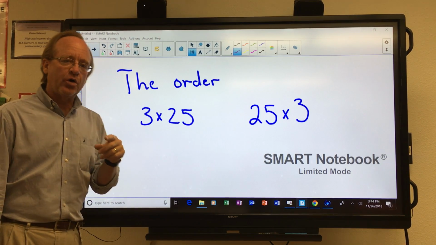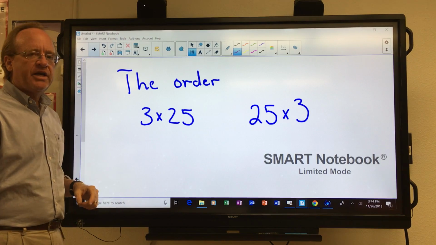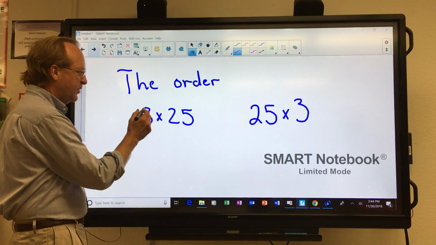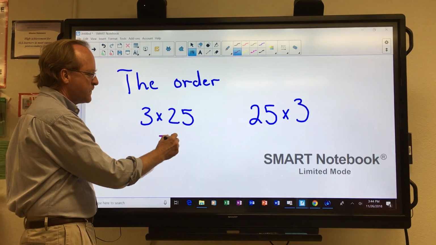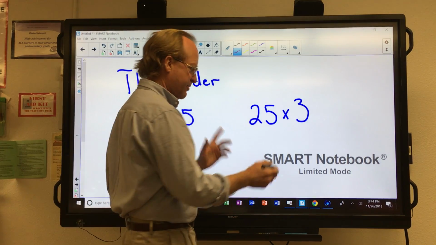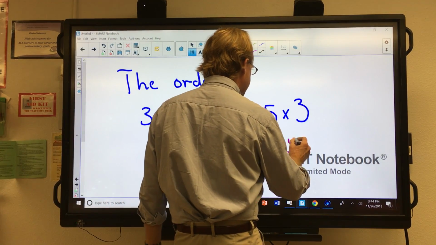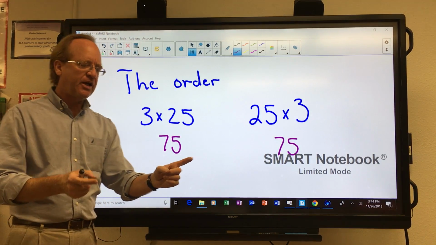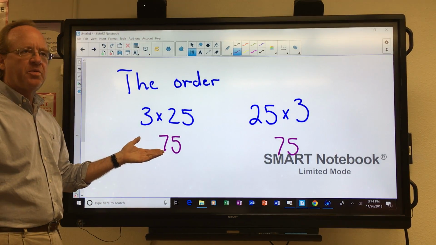Next, let's talk about order. Order in multiplication doesn't matter. If you flip your factors, for example, you say 3 times 25, you're going to come up with 75. If you go 25 times 3, reverse it, it's still 75. So it does not matter which order you multiply in, you're still going to come up with the same answer.